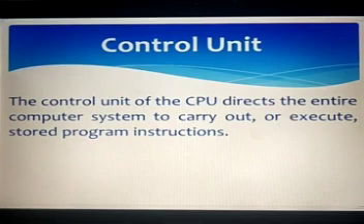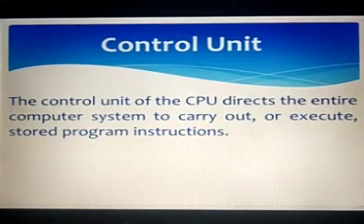The CPU performs 4 steps in executing an instruction. First, the control unit gets the instruction from memory. Second, the control unit decides what the instruction means and directs the necessary data to be moved from memory to the arithmetic logic unit. Third, the arithmetic logic unit performs the actual operation on the data. Fourth, the result of the operation is stored in memory or a register.